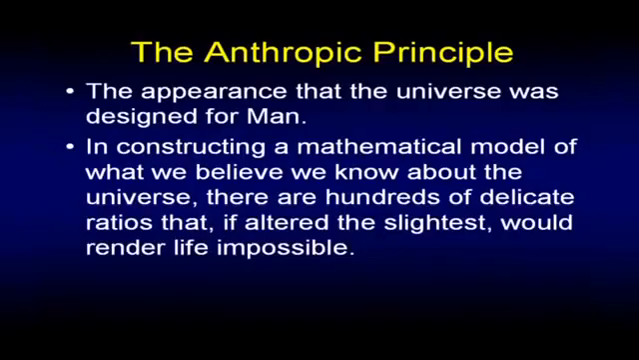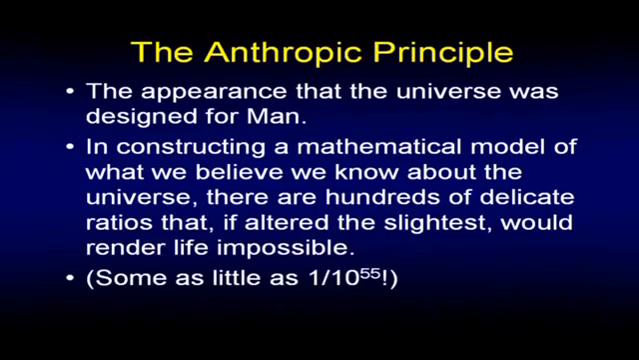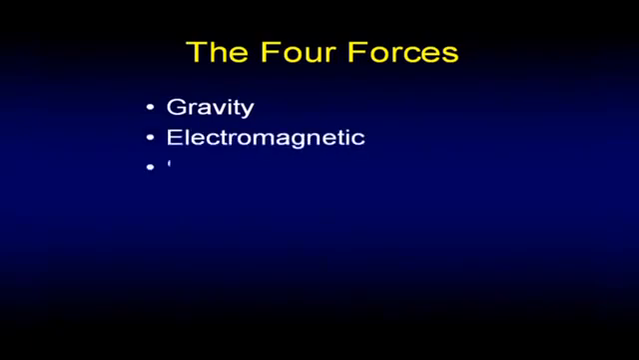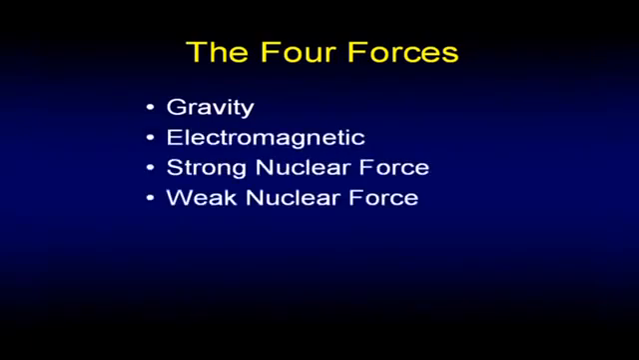Anyway, in constructing the mathematical model of what they think they know about the universe, there are hundreds of delicate ratios that, if altered the slightest, would render life impossible. Some as little as 1 part in 10 to the 55th, by the way. That's a very itty-bitty adjustment. I'll come to some of these in a minute. The first thing you need to refresh your memory from your high school science is that there are 4 forces operative in the universe. One is gravity, one is the electromagnetic force. Then there are 2 nuclear forces: the strong nuclear force and the weak nuclear force.